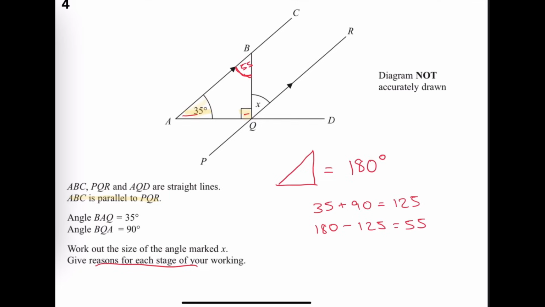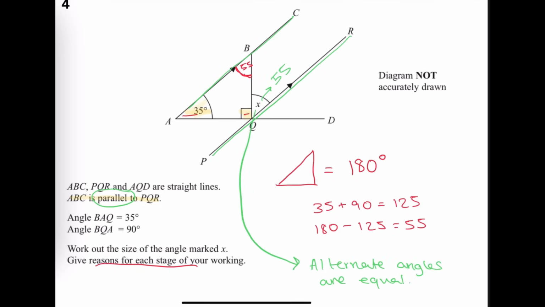Now they tell us in the question that it is parallel. So we know this line and this line over here are parallel, which means this angle, which is the angle we're looking for, X, is also 55. Now the reason for this is because alternate angles are equal. If you ever see parallel lines, we know that these two are always going to be equal. That's why we know that this X is also 55 degrees.